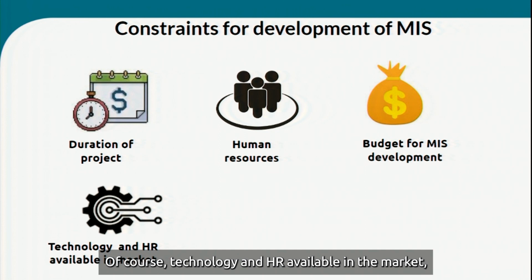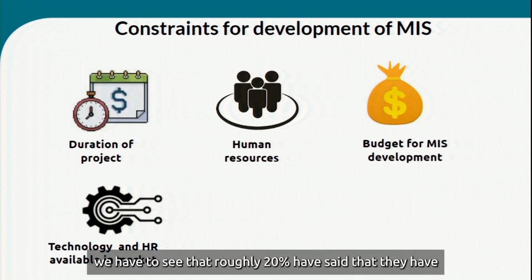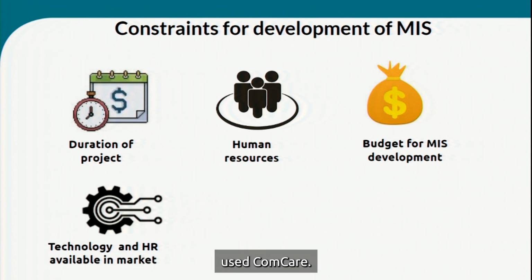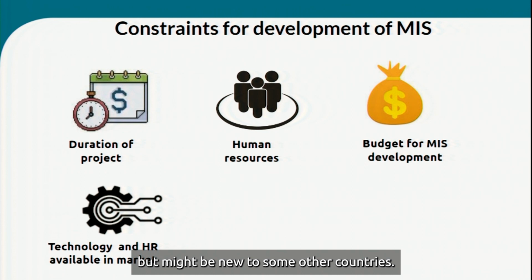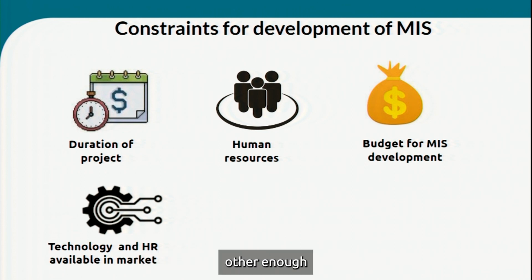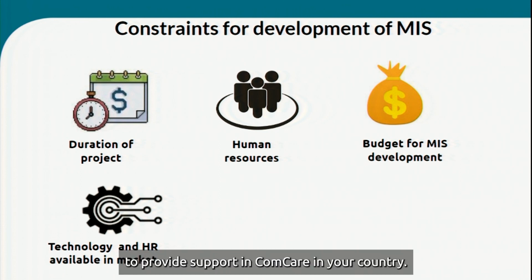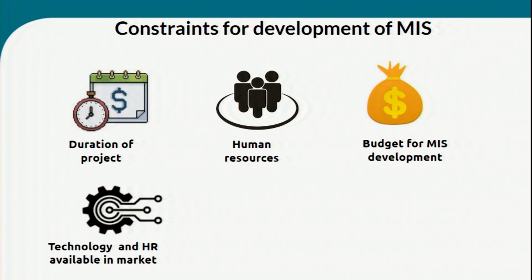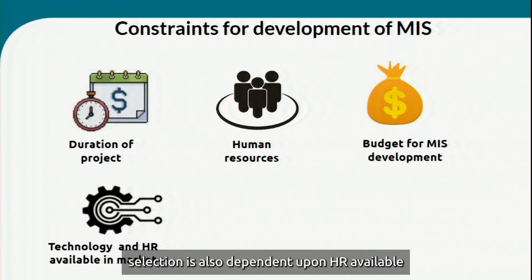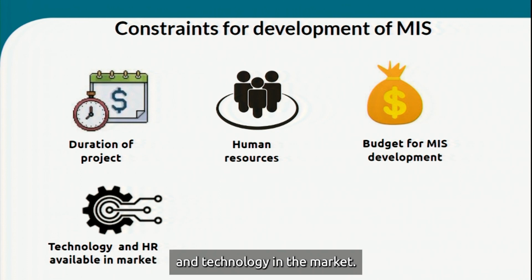Of course, technology and HR available in the market. We have to see that only 28% have said that they have used ComCare. ComCare is not new to Nepal, but might be new to some other countries. You have to source: are there enough resource persons to provide support in ComCare in your country? So technology selection also depends upon the availability of HR and technology in the market.